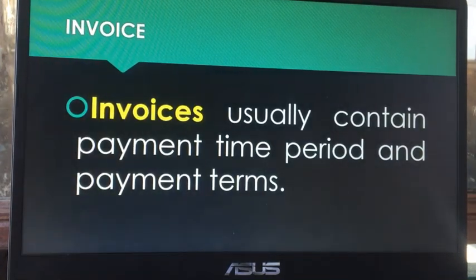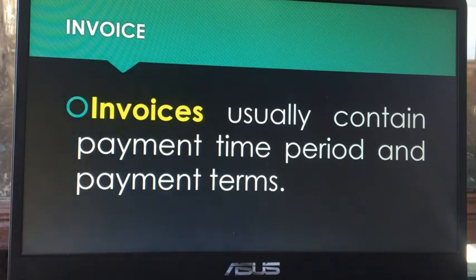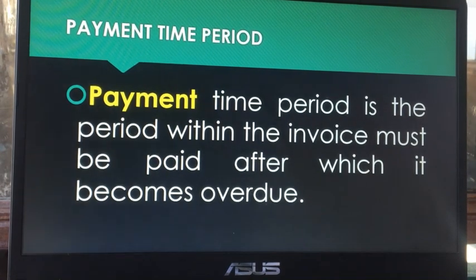Okay, so let's define each of the terms. First, what is the invoice? Invoices usually contain payment time and payment terms. In short, invoices are just like a receipt showing the amount that you are going to pay, and also the time period that you have to pay this certain amount. That is invoices.